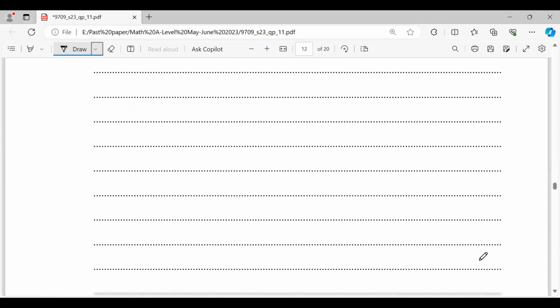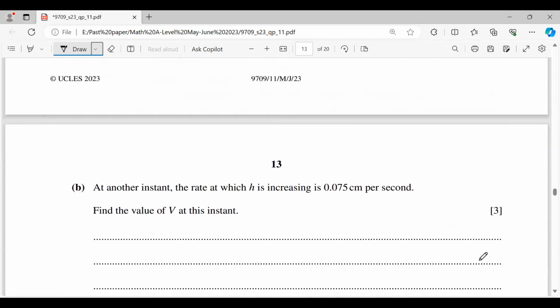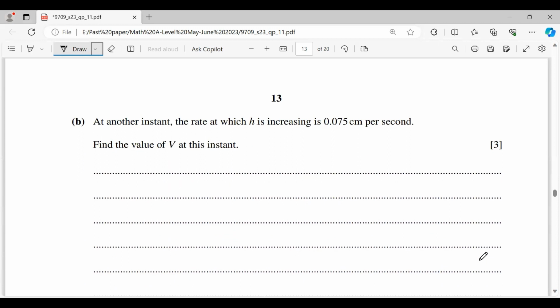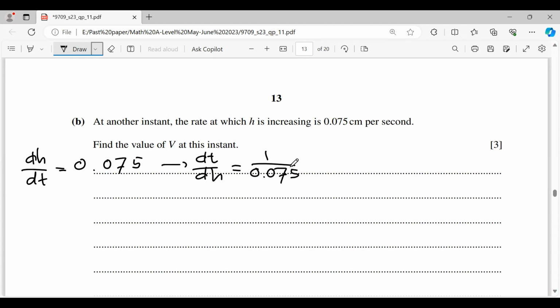Next, B. At another instant, the rate at which h is increasing is 0.075 centimeters per second. I'm going to find V. So based on this information, dh/dt equals 0.075, so dt/dh, the opposite of this number, is 1 over 0.075.